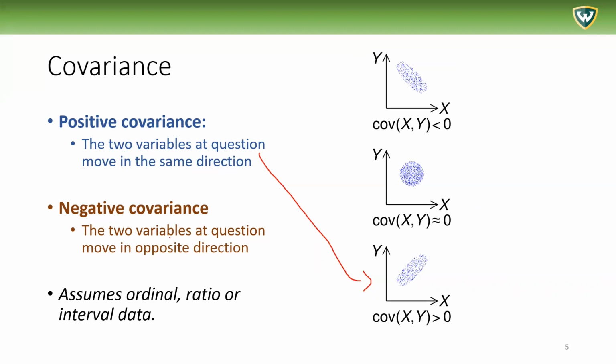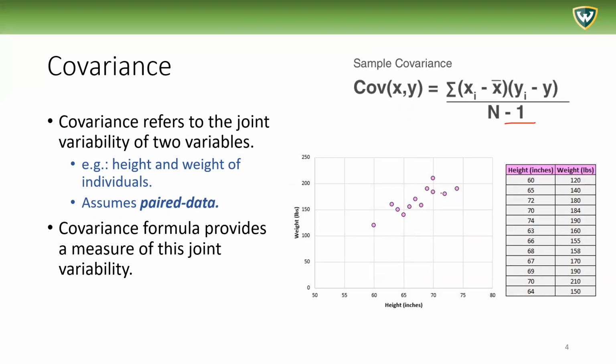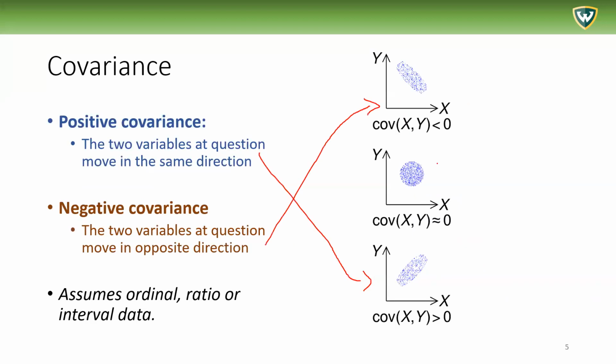Negative covariance is when the two variables in question move in opposite directions. So that's this one over here. If you were to plug in the numbers for that, in the positive case it would be greater than 0. But if you have a negative relationship, it would be less than 0. And it will be roughly equal to 0 if there's no relationship. Notice also that we're talking about ordinal, ratio, or interval data. So this is not categorical data, not nominal data. We cannot compute this with categorical data.